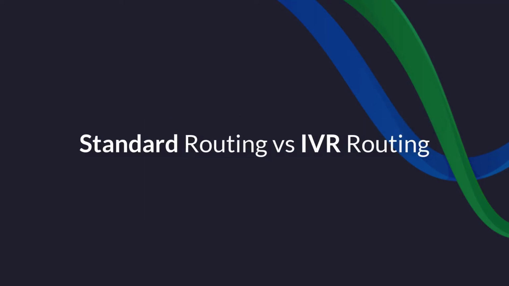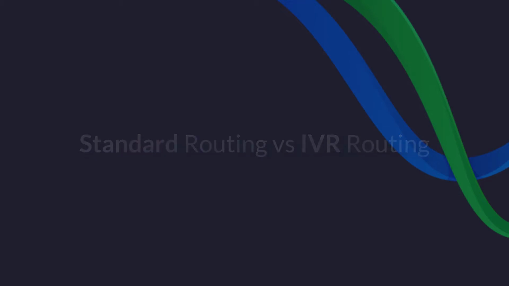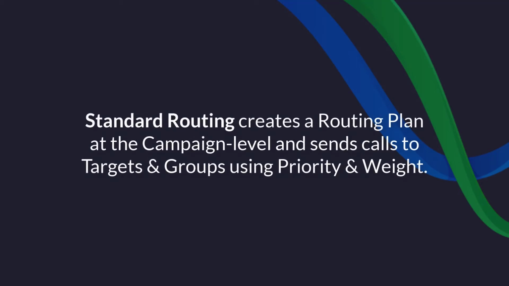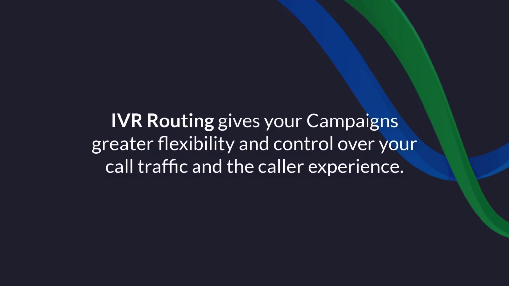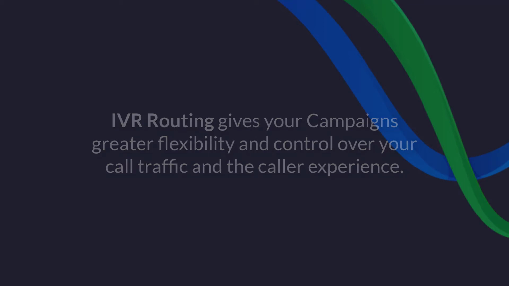Inside Ringba, all calls are routed through campaigns. There are two types of campaign call routing: standard routing and IVR routing. Standard routing creates a routing plan at the campaign level and sends calls to targets and groups using priority and weight. IVR routing sends callers to an IVR tree that uses nodes and prompts to forward calls to a routing plan at the IVR level. IVR routing includes all the same features as standard routing, but with greater flexibility and control over your call traffic and the caller experience.